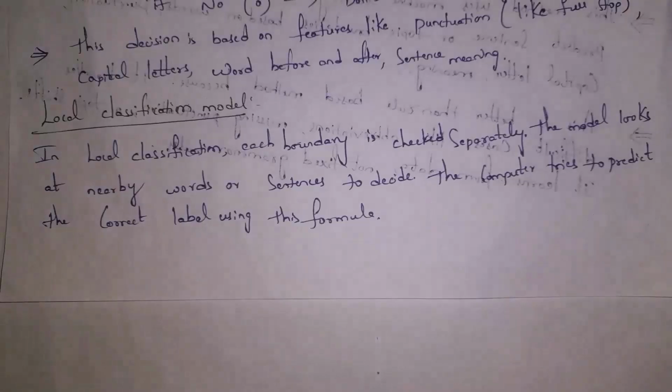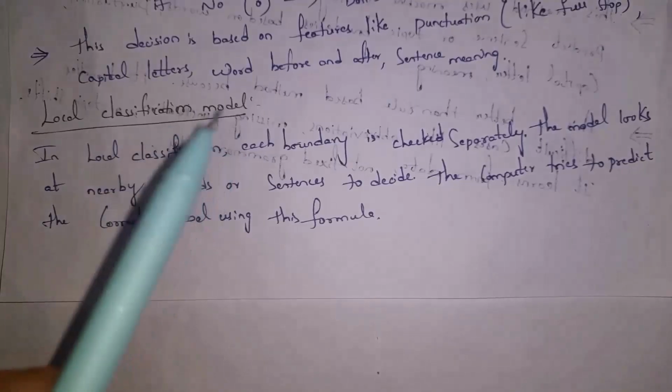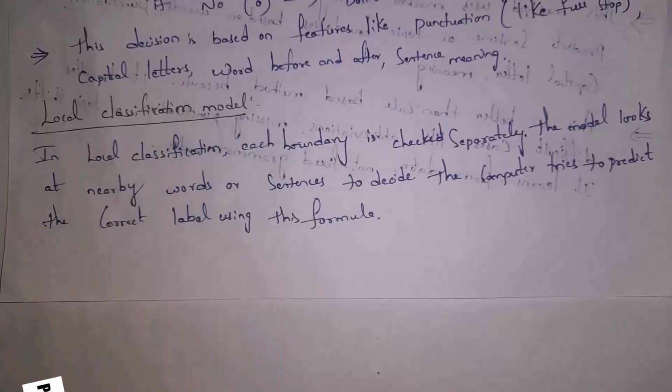At first I will explain what is the local classification model. Guys, after each sentence, there will be a point. We call that point a boundary. So in local classification, each boundary is checked separately. This model looks at nearby words or sentences to decide whether it is a boundary or not. In a particular place, if we find a boundary, then the label is yes, or else the label is no. If the label is yes, then the label value is 1. If the label is no, then the label value is 0.